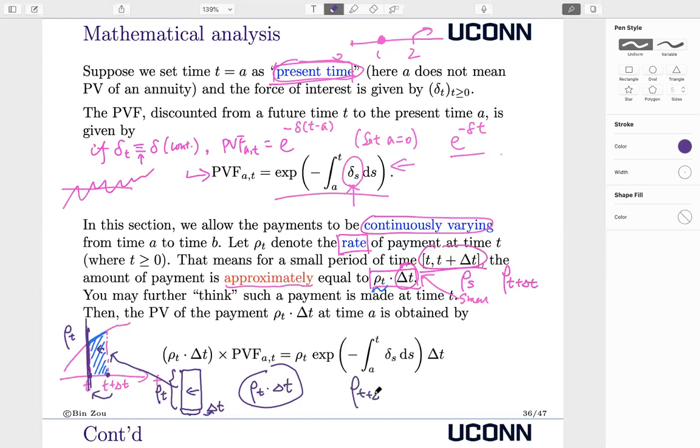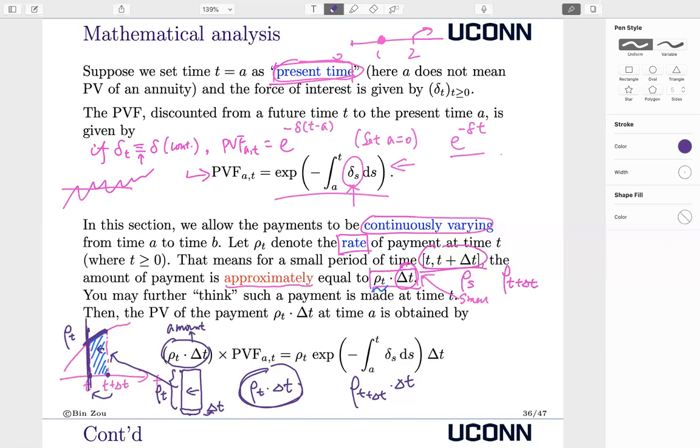But you can also apply the right end point to approximate. In fact, you can apply anything in between to approximate. You will get the same result. That's Riemann calculus. So that's the idea. The amount within this small period is rho t times delta t. This is the amount.